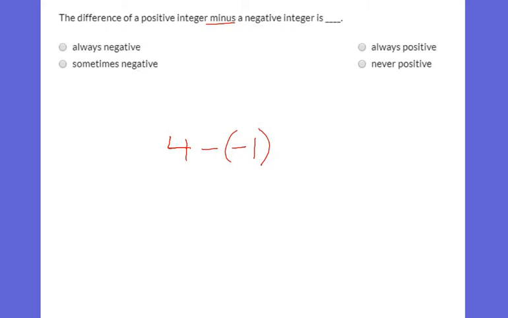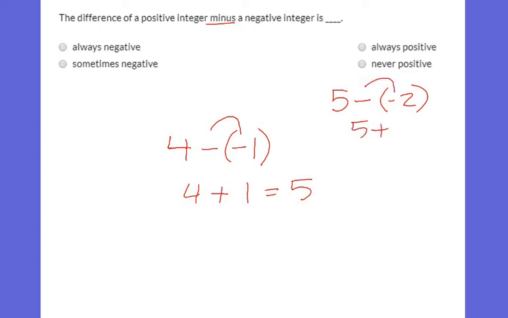If you remember, anytime these two negatives hit like that, they turn to a plus, so it is 4 plus 1, which would be 5, so that turned to a positive answer. So it might always be positive. Let's check another example. Let's go with a positive 5 minus negative 2. Again, the two negatives hit, turn to a plus, so it's 5 plus 2, and that gives me a 7, which is positive. So it looks like it's always positive.